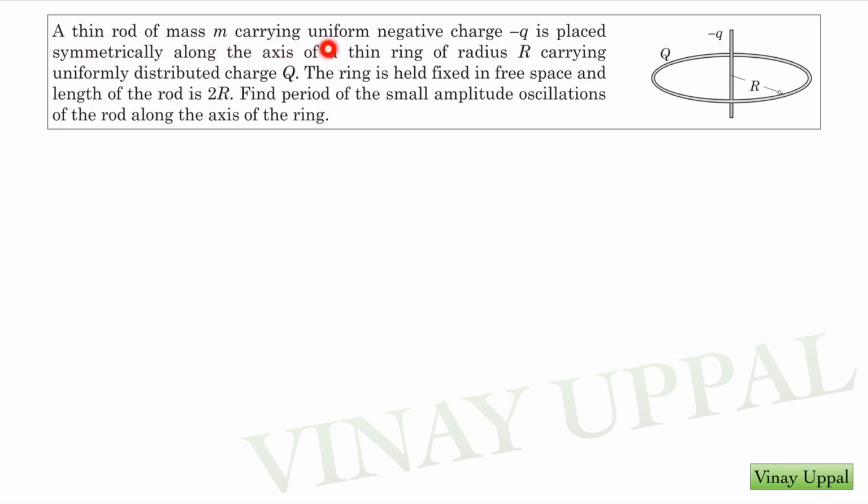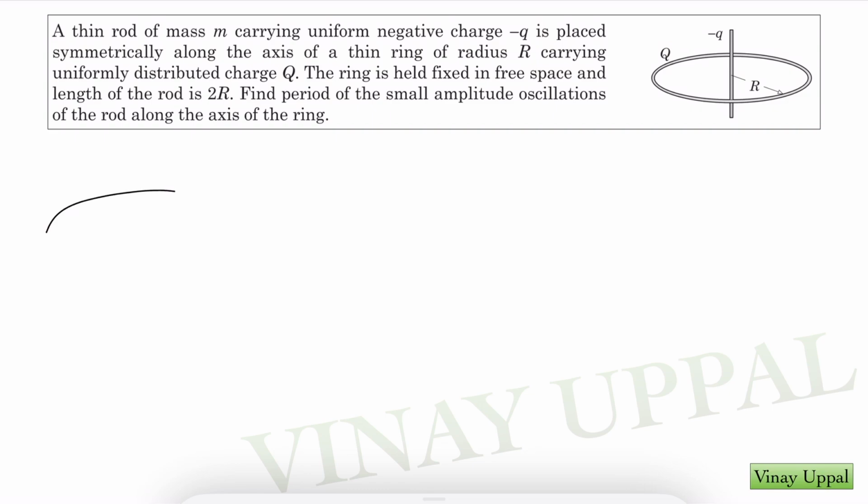A thin rod of mass m carrying uniform negative charge −q, so this entire rod is carrying −q, is placed symmetrically along the axis of a thin ring of radius r, carrying uniformly distributed charge capital Q. So the ring has uniform charge distribution of capital Q. The ring is held fixed in free space, and the length of the rod is 2r. So this entire length is 2r. Find the period of small amplitude oscillations of the rod along the axis of the ring. So if I just displace the rod by a small amount along the axis, then what will be the time period? Let's take a look at this question, and if you want, you can pause the video and try it out on your own, and then you can take a look at my solution.